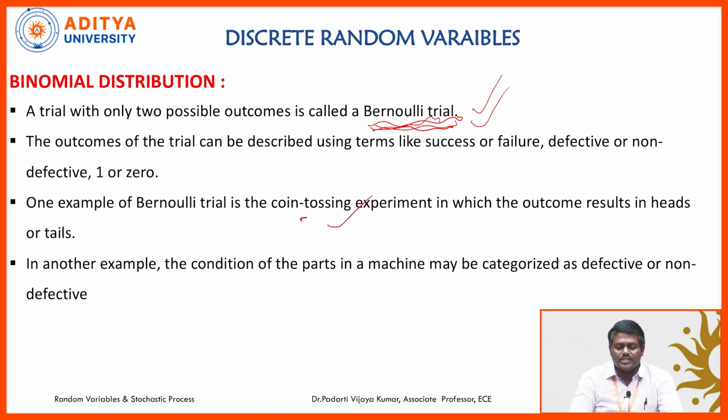An example is tossing a coin, an experiment where the results are heads and tails only, and the coin is tossed multiple number of times. Another example is the condition of parts in a machine, which may be categorized as defective or non-defective.